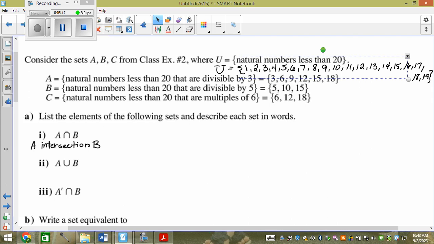Correct? Like if I took this symbol and went like this, it would write the word "and". Correct? So now let's think about this. I need the elements that are in A and B. So they need to be in both, right? A and B. If they're not in both, I can't list them. Yeah. 15. So A intersection B equals 15.